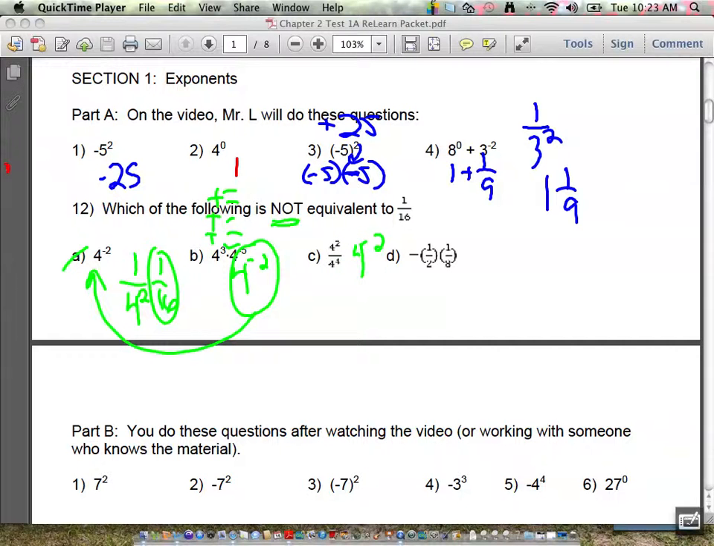You know, this question looked so hard when I first started looking at it. Everything's 4 to the negative 2.